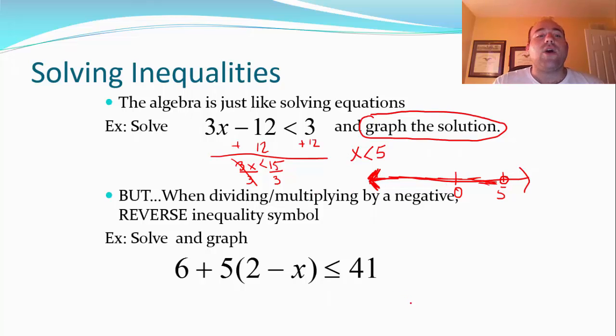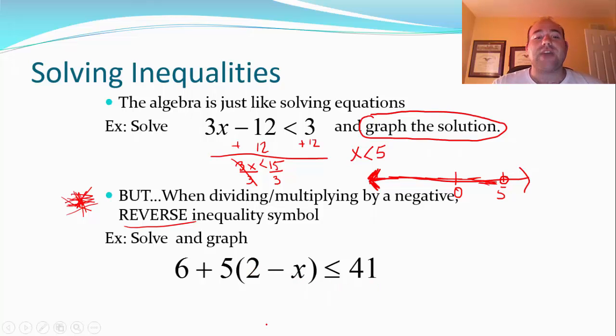Now the only key difference, and you saw this in Algebra 1, but I'm going to keep reminding you of this to brush off the cobwebs. Whenever the algebra requires you to multiply or divide by a negative number, you must reverse the inequality symbol. So here's an example, a little more complicated one where that's going to come up. We've got 6 plus 5 times the quantity of 2 minus x is less than or equal to 41.